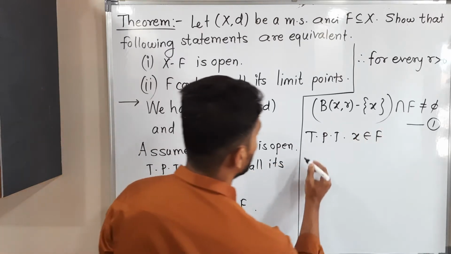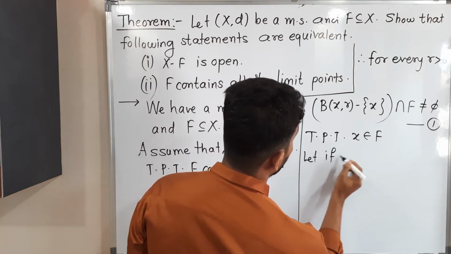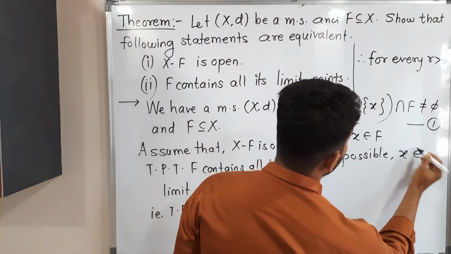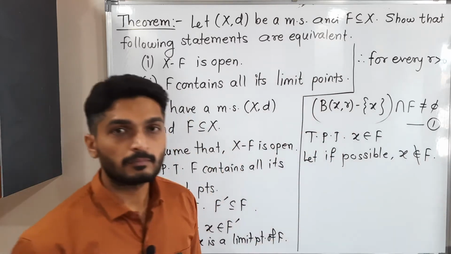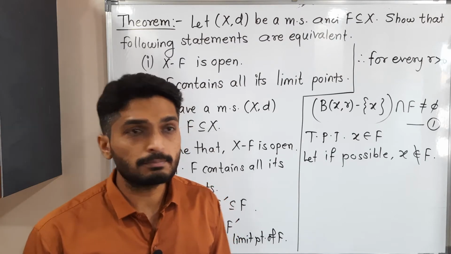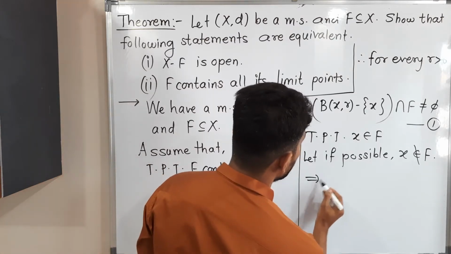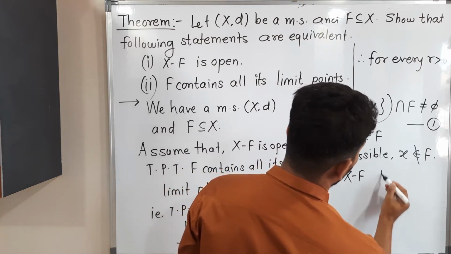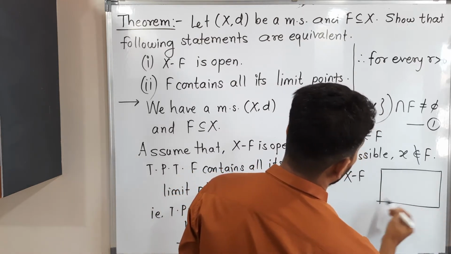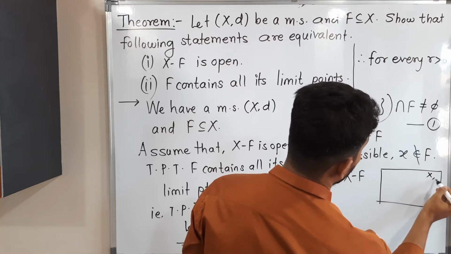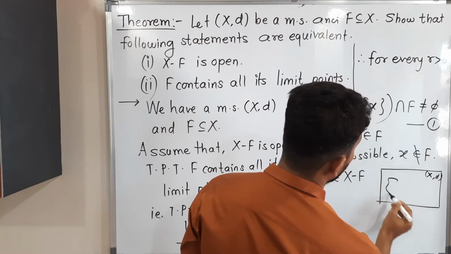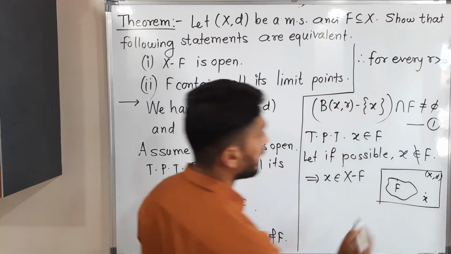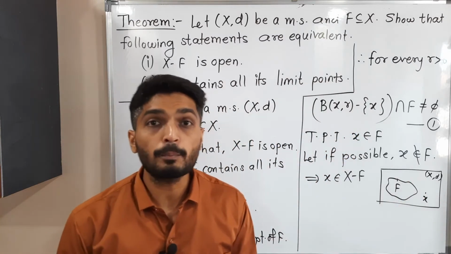So I will assume, let if possible, x does not belong to F. See, x does not belong to F means what? That means x belongs to X minus F. I will draw a small diagram here. So this is the metric space (X, d), and this is a set F. So point x does not lie in F. That means x lies in the complement of F.